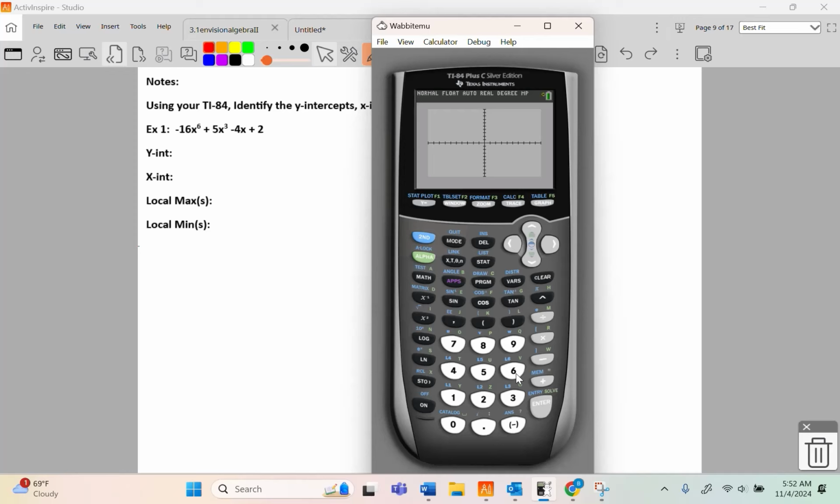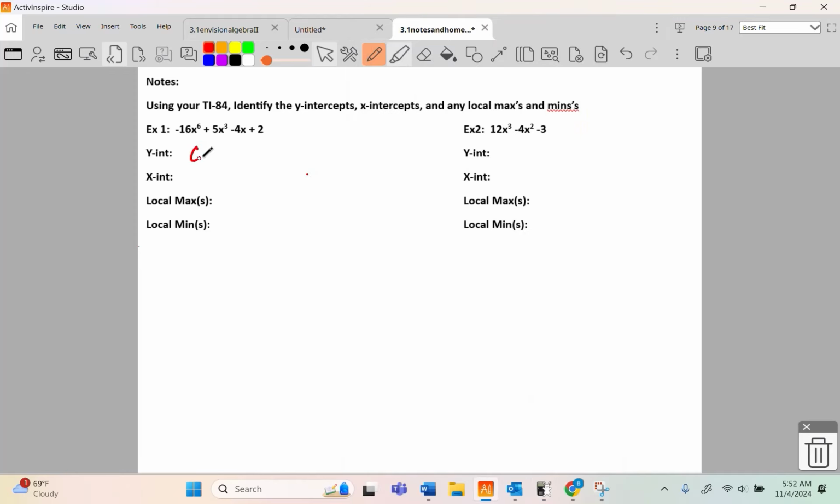It should have a y-intercept at 2. And it does. The y-intercept's going to be right here, which is at 2. If you look at the table, the y-intercept happens when x is 0, so it's right there. It's 0, 2. To find an x-intercept, remember you let y equal 0.